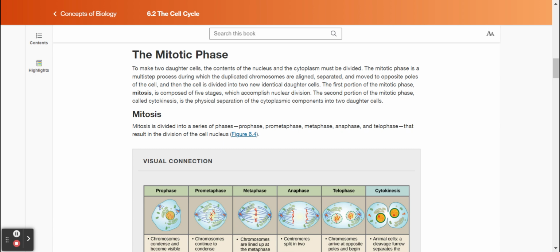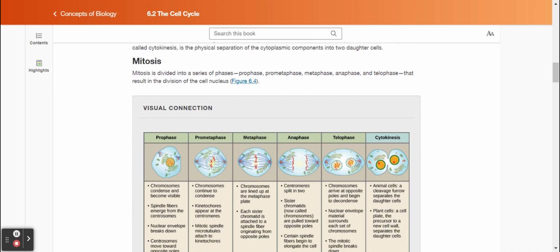The first portion of the mitotic phase, mitosis, is composed of 5 stages which accomplish nuclear division. The second portion of the mitotic phase, called cytokinesis, is the physical separation of the cytoplasmic components into 2 daughter cells. Mitosis. Mitosis is divided into a series of phases: prophase, prometaphase, metaphase, anaphase, and telophase that result in the division of the cell nucleus.